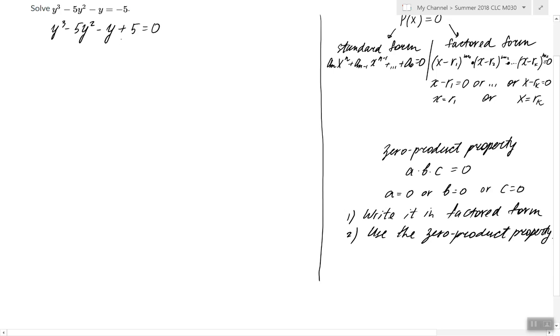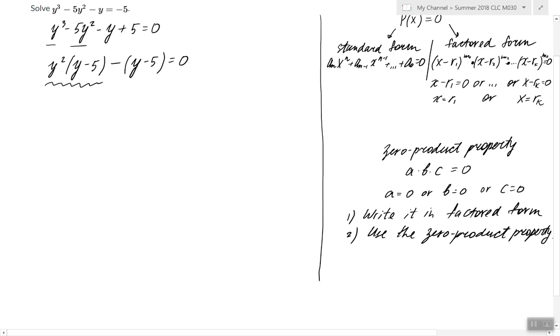So I can group the first and second term together and third and fourth and factor what they have in common. So what do the first two terms have in common? Y squared. What do the second pair of terms have in common? They don't have much in common, but I can factor out negative 1 to match this y minus 5 factor.